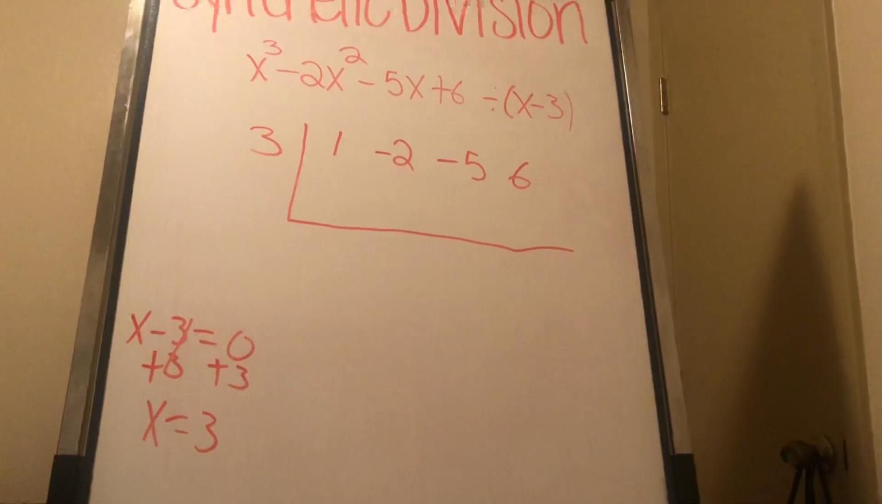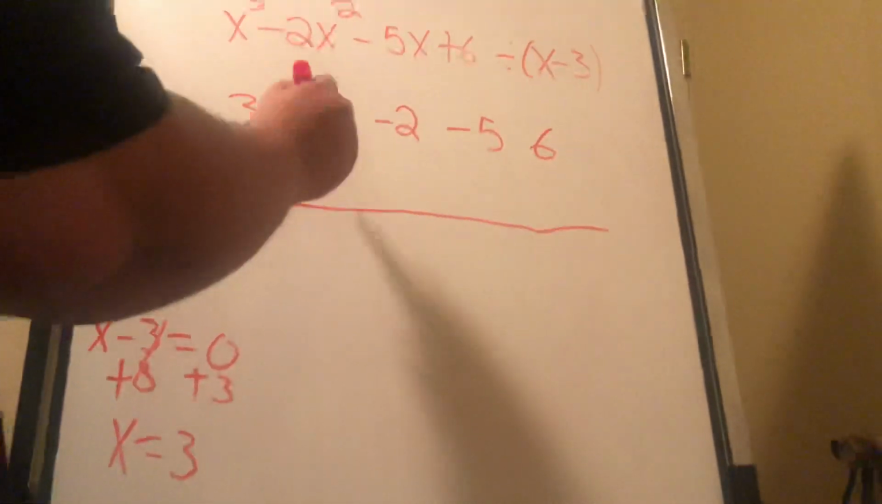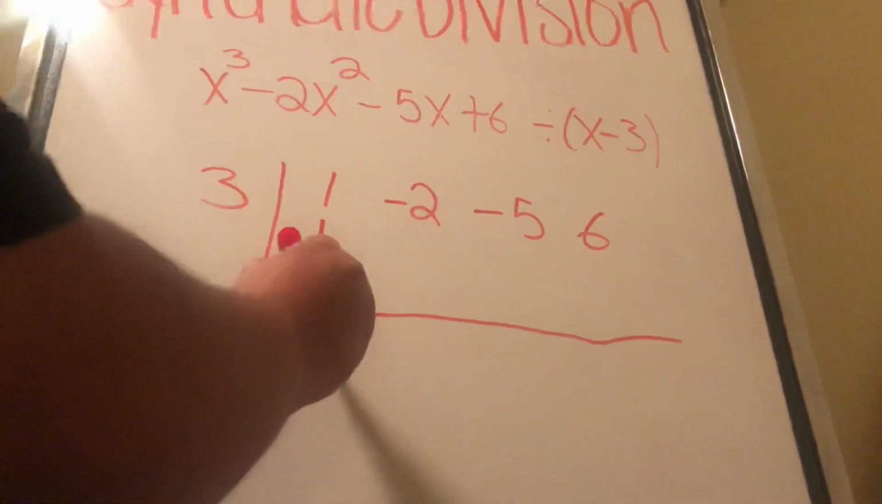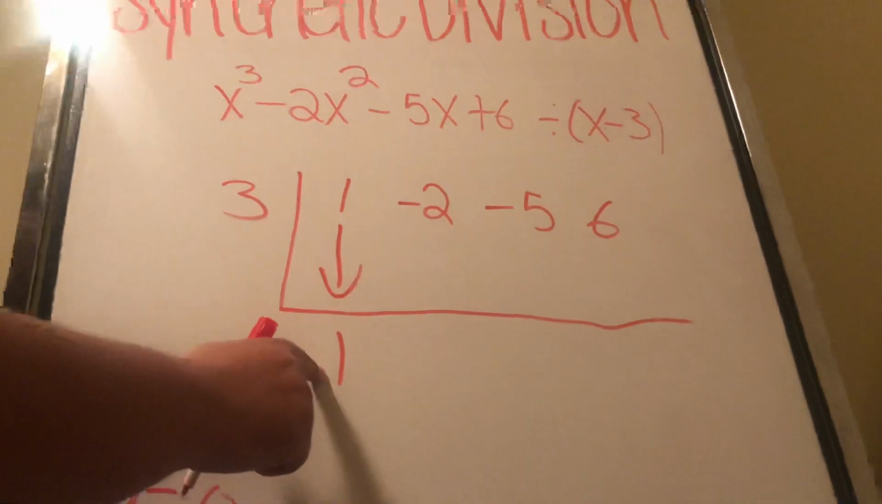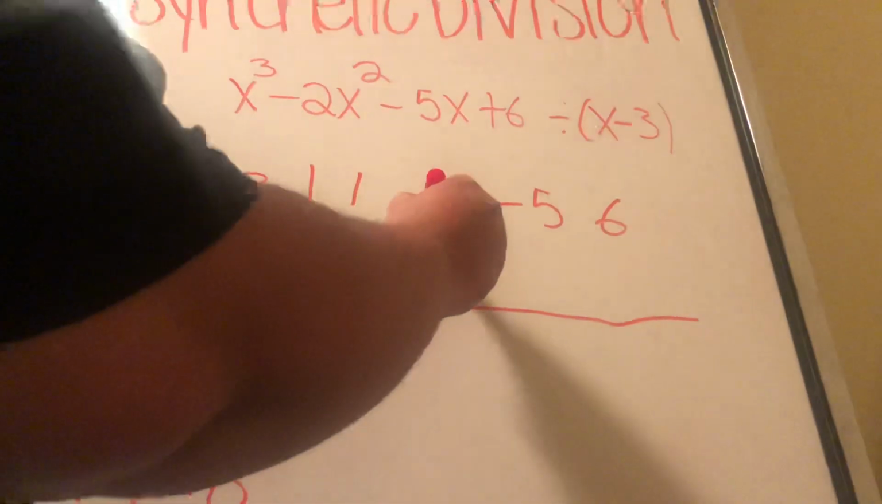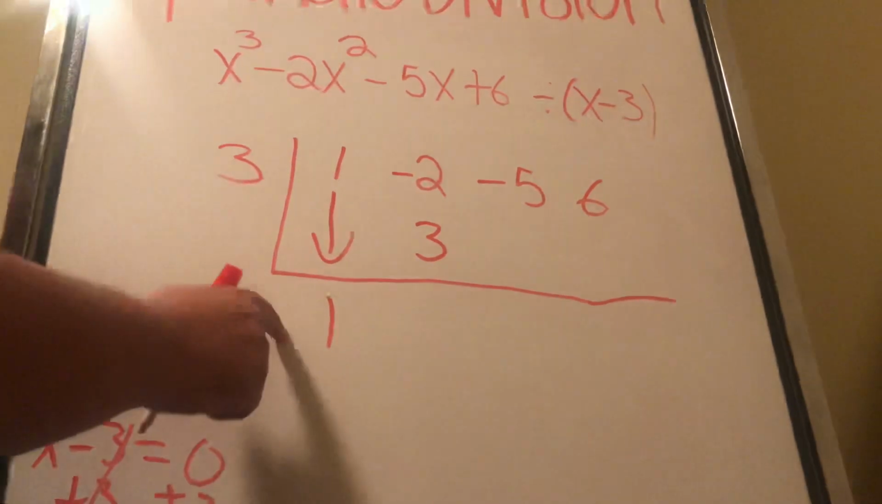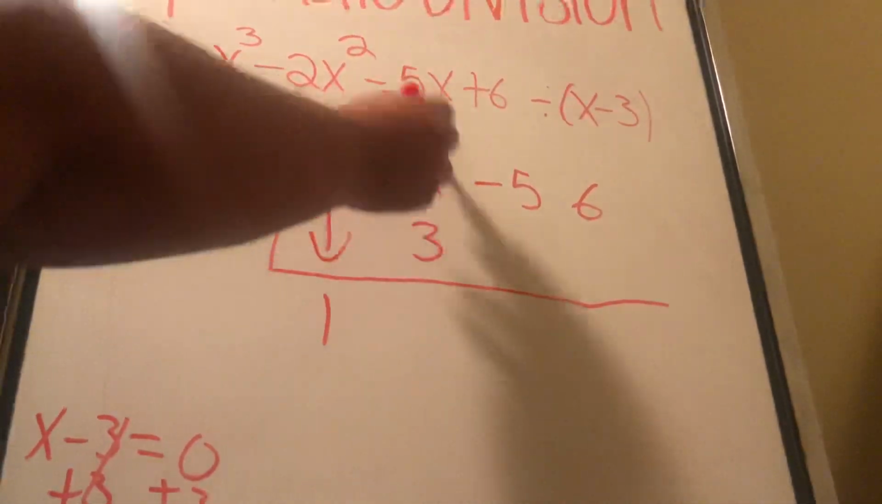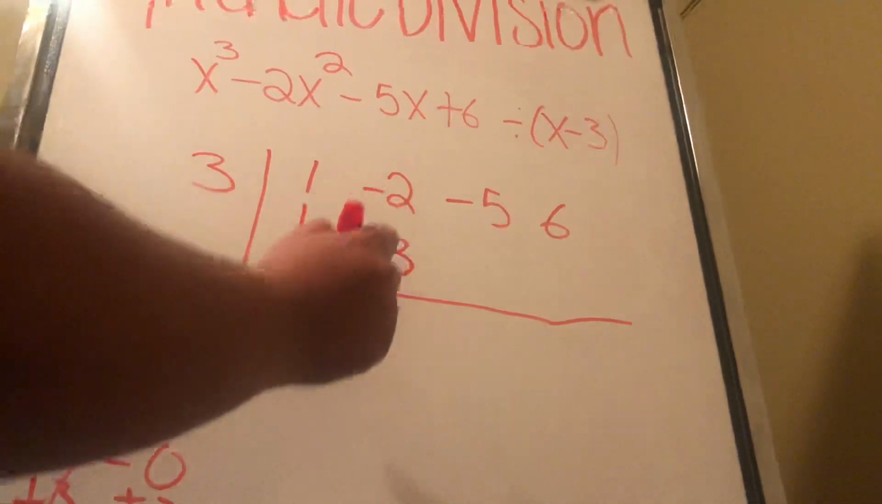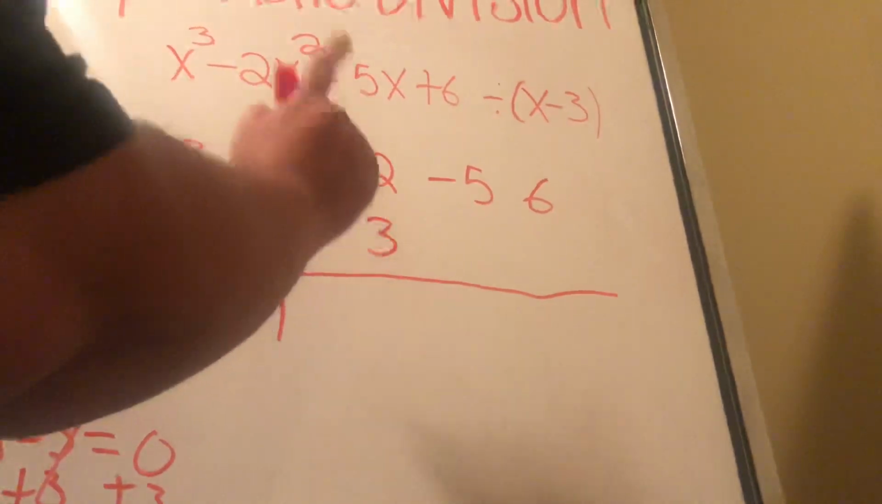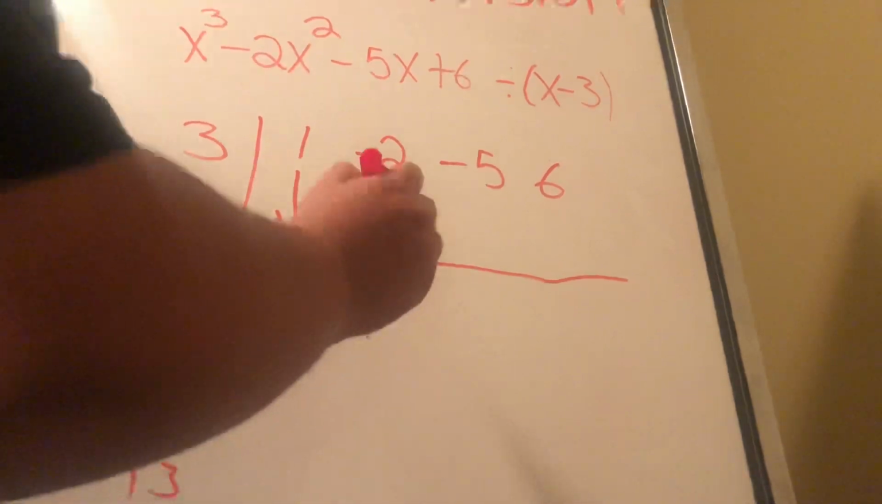Now, let's begin. First one, you drop it straight down. I'm going to put a 1. 3 times 1, that is 3. Remember, I multiply, that's how I got that. And from here, you're going to add. -2 plus 3. 3 is bigger than -2. That means my remainder is 1.